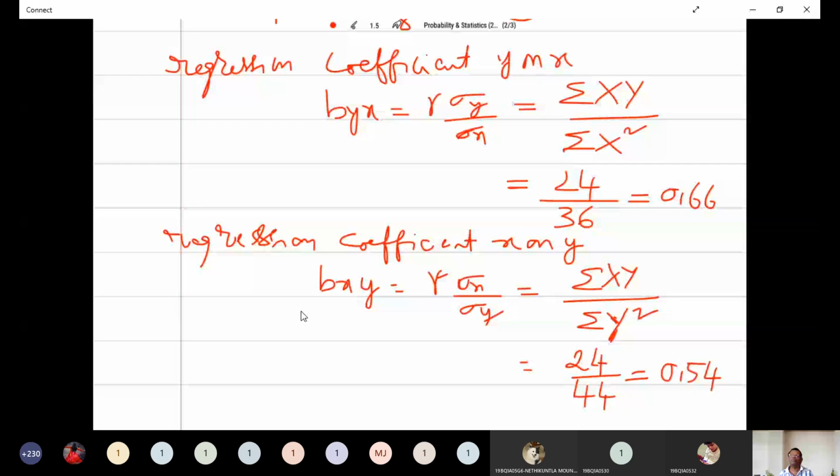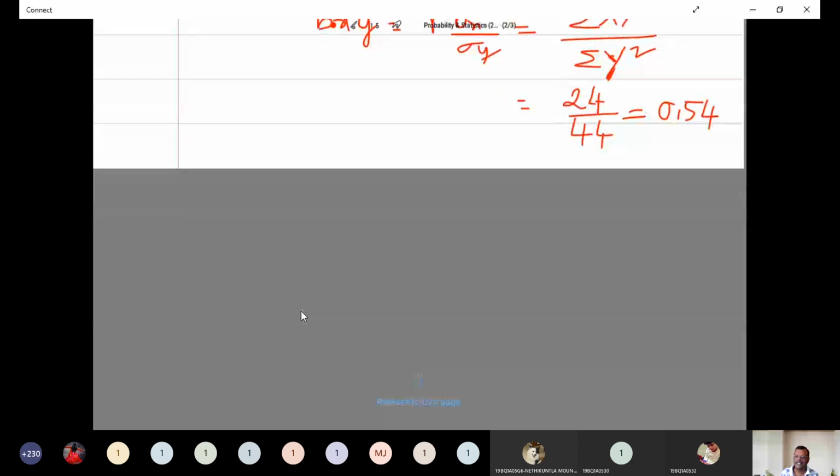Now we can find the equation to the regression line y on x, and the equation to the regression line x on y also. Shall I move this page? Yes, sir.